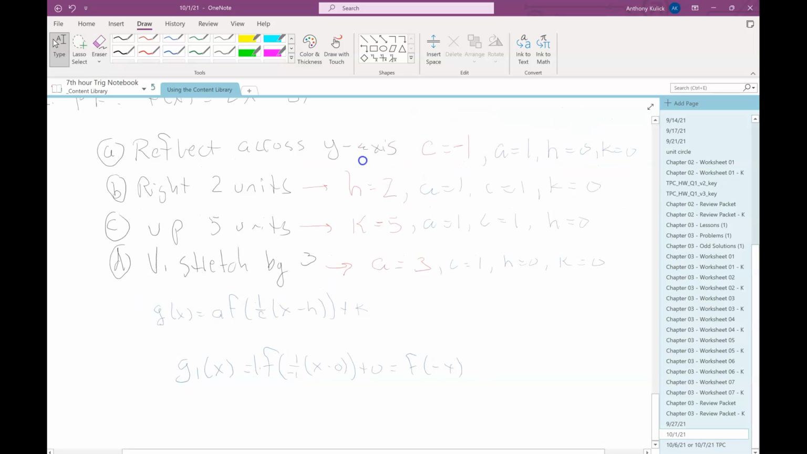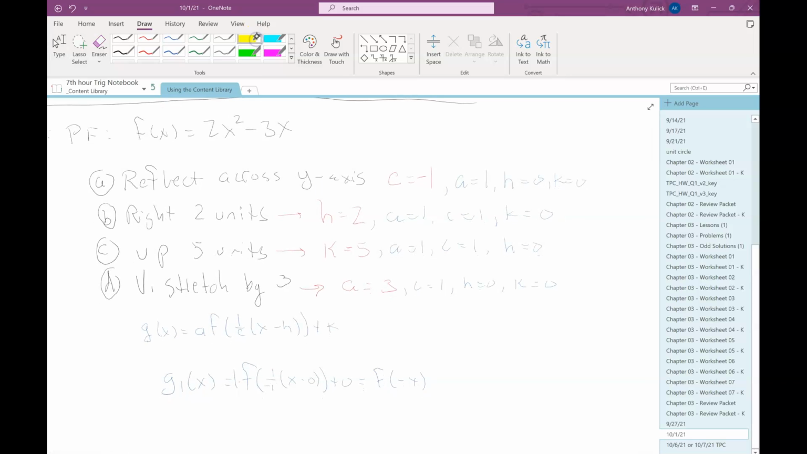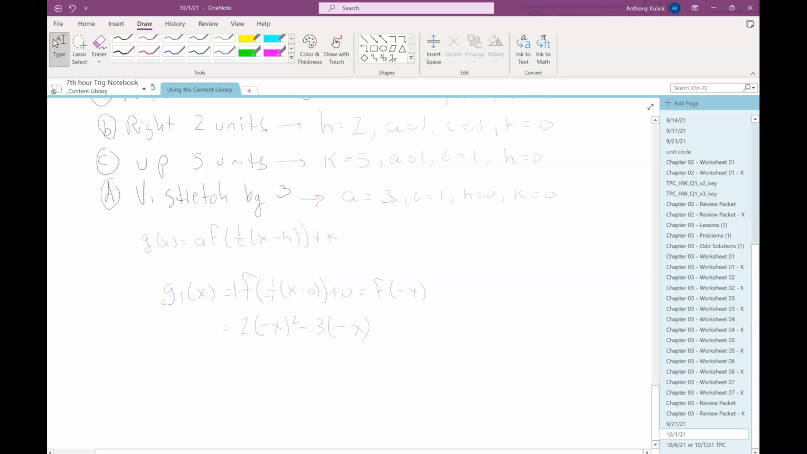So f of negative x tells me that in my function f, everywhere where there's an x, I'm going to replace that with a negative x. So I'm going to have 2 parenthesis negative x squared minus 3 parenthesis negative x. Is everybody okay with what I did there?